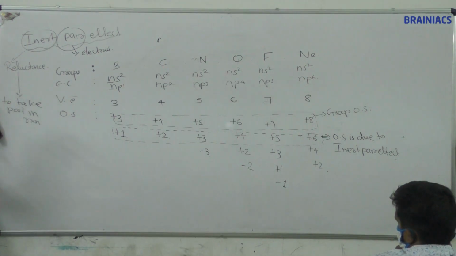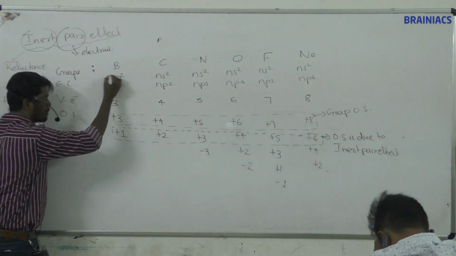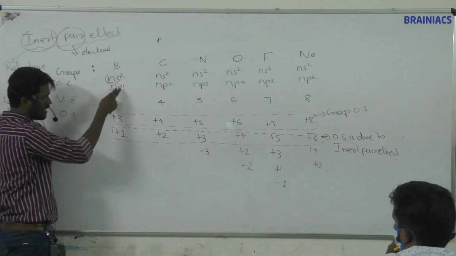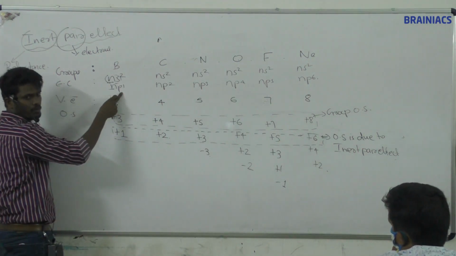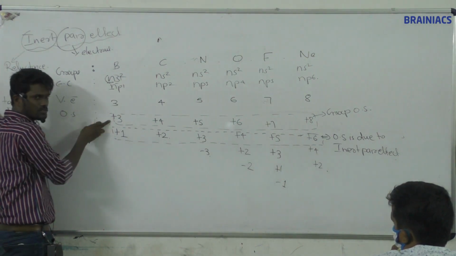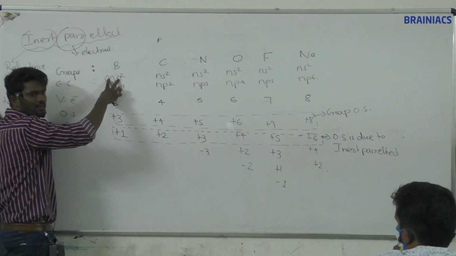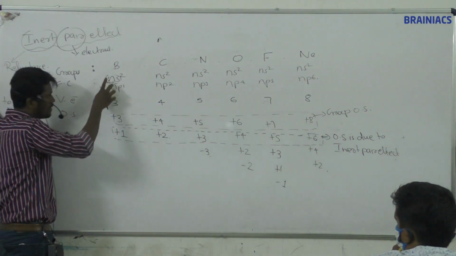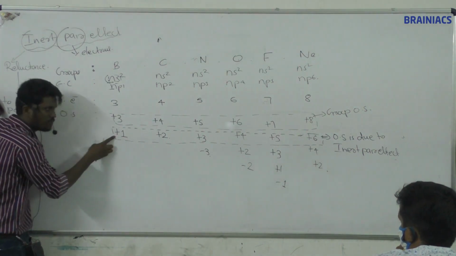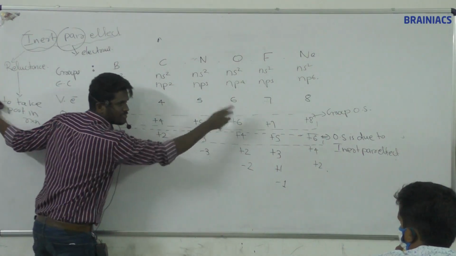So what are these pair of electrons? This pair of electrons are present in which orbital? S orbital. We have 2 electrons in S orbital and 1 electron in a P orbital. If all these 3 electrons take part in reaction, they should show what oxidation state? +3. If these 2 electrons do not take part and only 1 electron takes part in reaction, they show +1. Here also +2, here +3, etc.